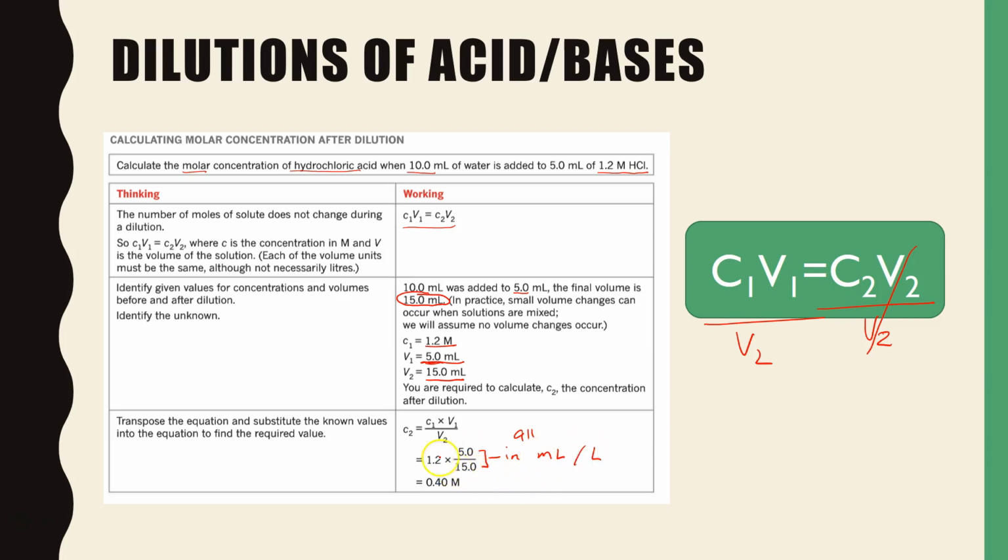Divide 5 by 15, multiply that by 1.2, and that gives me 0.4 molar. So my initial concentration was 1.2, and my final concentration is now 0.4. So I've had a reduction in concentration, which makes sense because I've added water, I've increased my volume, so I'll therefore have a lesser concentration.